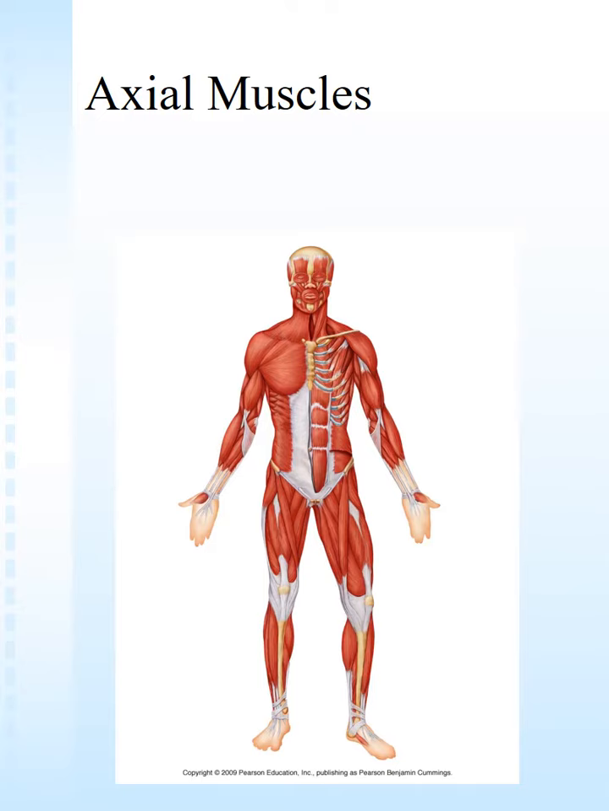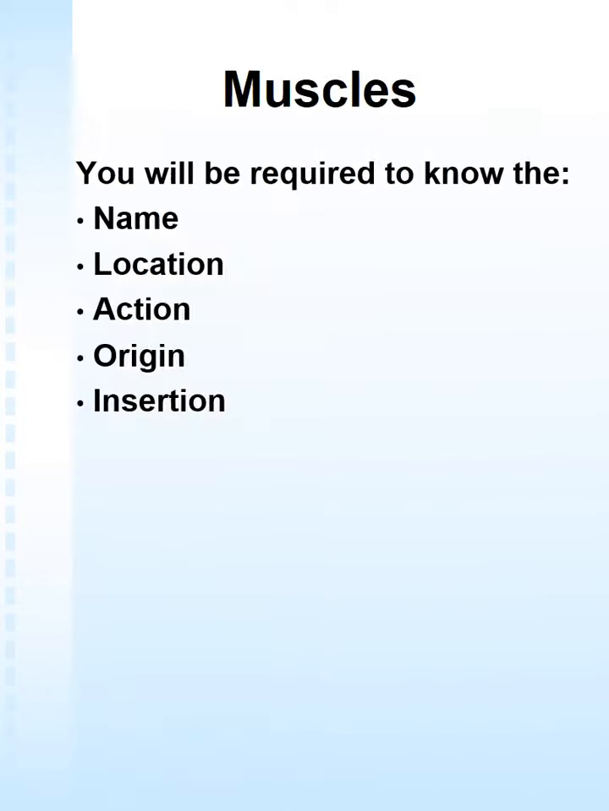The axial muscles are arranged into 5 groups: muscles of the head and neck, muscles of the vertebral column, muscles of respiration, muscles of the abdominal wall, and muscles of the pelvic floor. In addition to just the sheer anatomy of where these muscles are located, you will also be responsible for the name, the location, action and origin, as well as the insertion of these muscles.